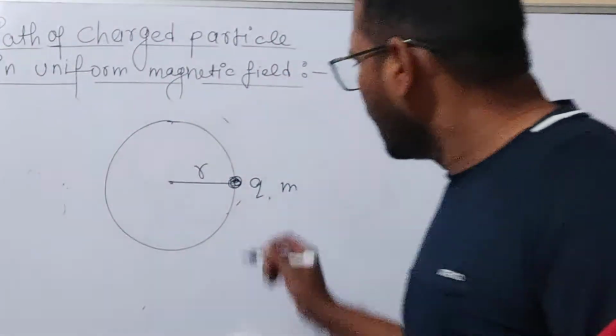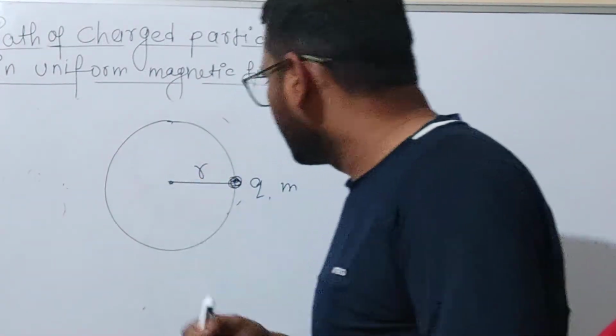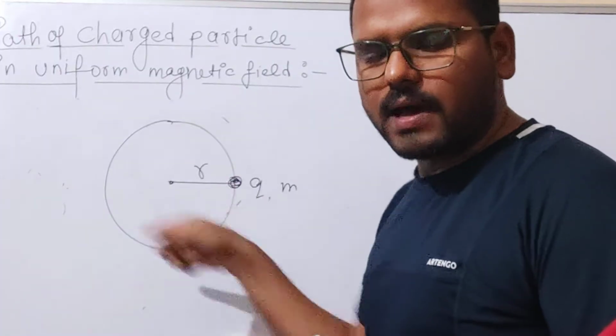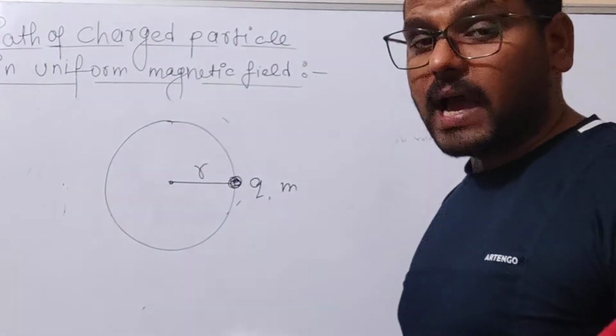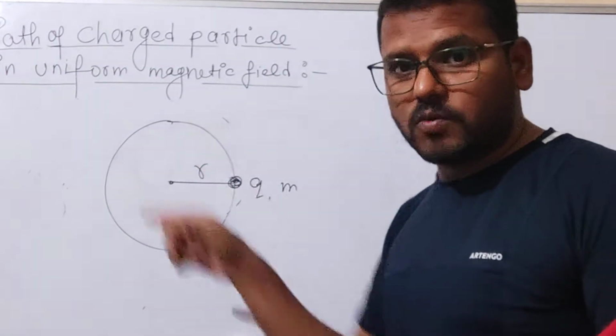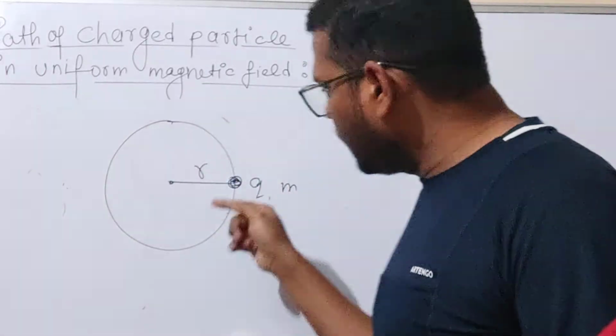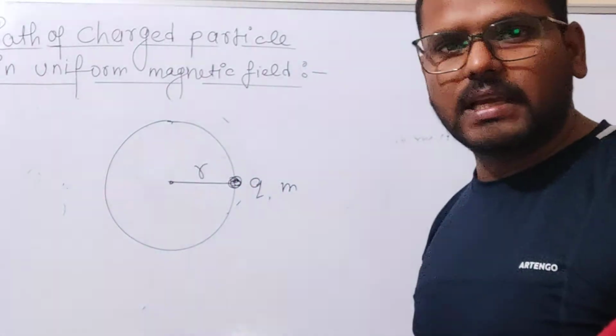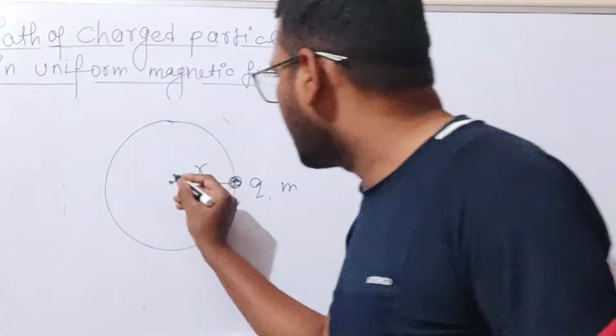Now if it is moving in a circular path, due to the magnetic force it is moving, but when it starts moving, a force will act towards the center of the circle.